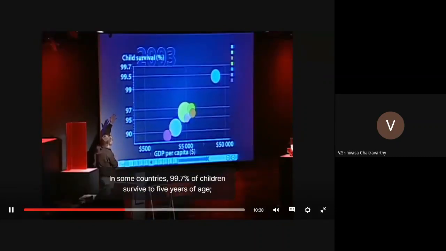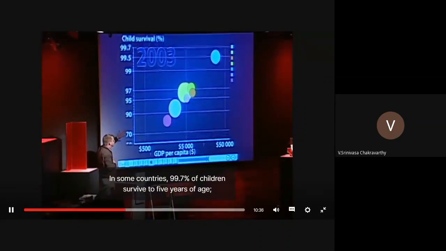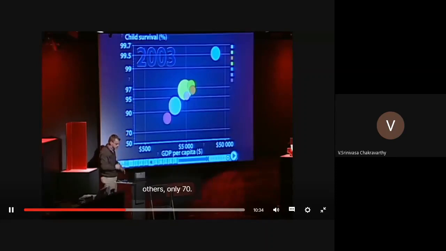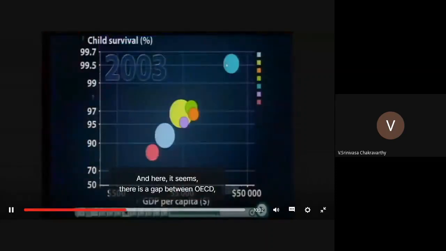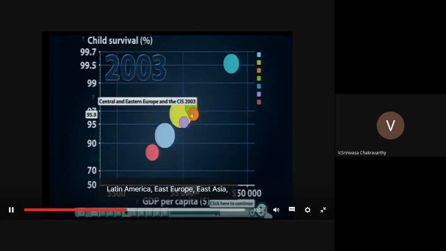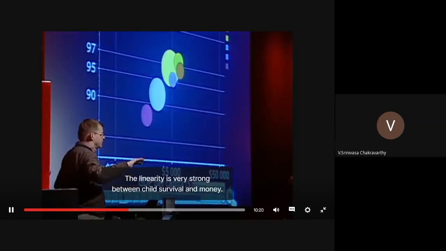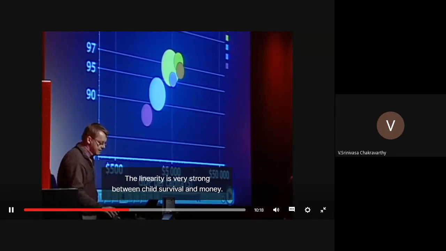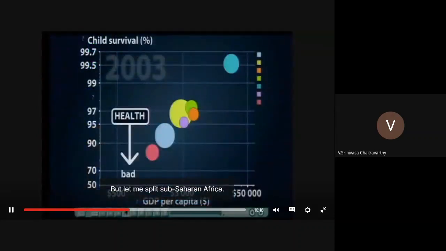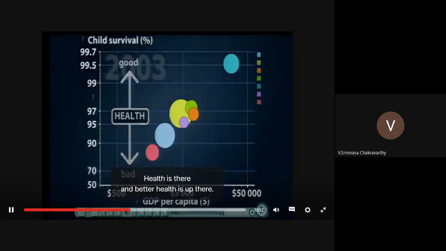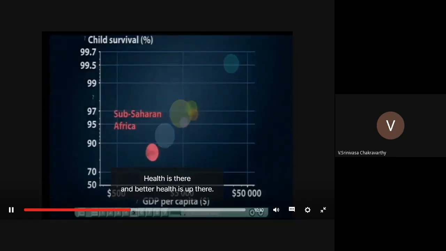In some countries, 99.7% of children survive to 5 years of age, others only 70. And here it seems that there is a gap between OECD, Latin America, East Europe, East Asia, Arab states, South Asia, and Sub-Saharan Africa. The linearity is very strong between child survival and money. But let me split Sub-Saharan Africa. Health is there, and better health is up there.